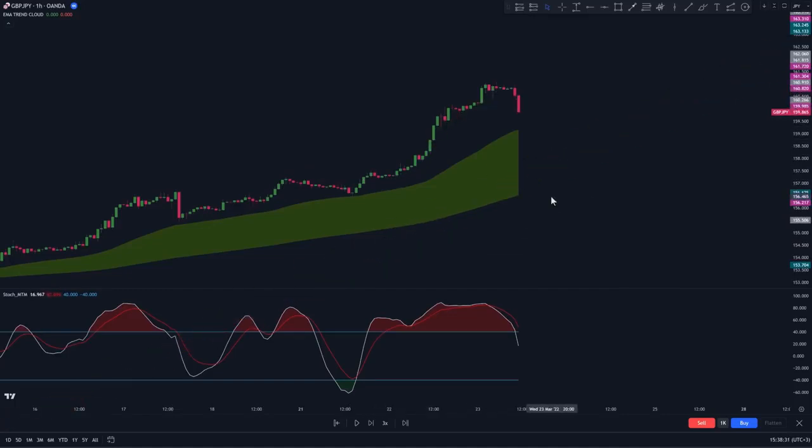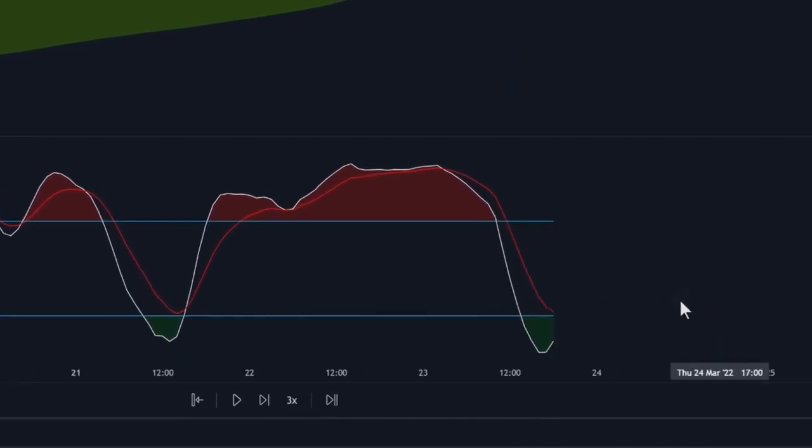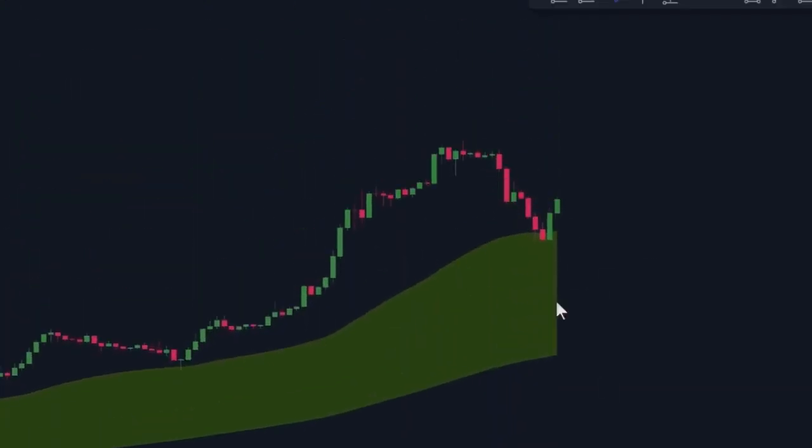Second, we want a pullback to happen within this bullish trend. To confirm that, we're going to pay attention to the stochastic momentum index. We're going to wait for the stochastic oscillator to go below the lower band of the stochastic momentum index. This indicates that the market is in a pullback within this bullish trend.